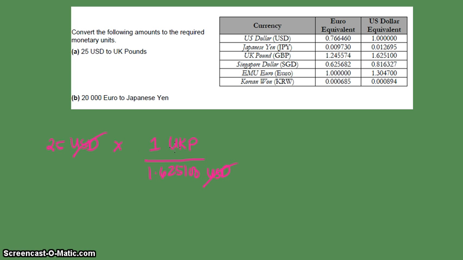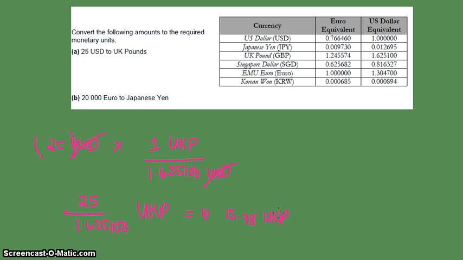The 25 US dollars will now be converted directly into UK pounds, and that is simply 25 times 1, so that's 25, divided by 1.625100. This is now the value for UK pounds. If I divide that by 1.625100, then I will get the same value, which is 15.38. So it is much faster now. This is 15.38 UK pounds.